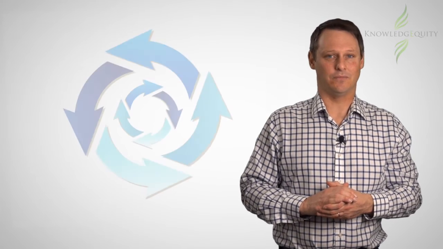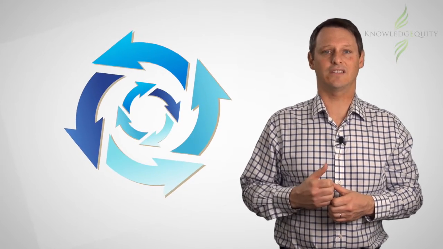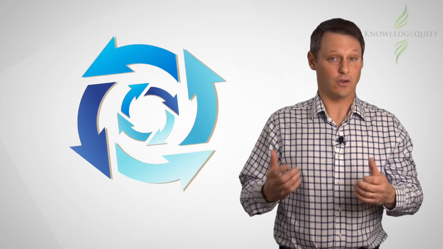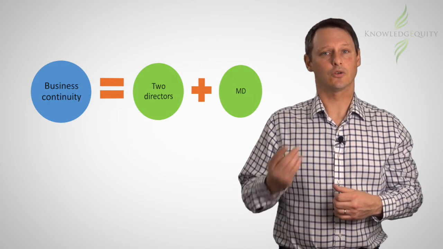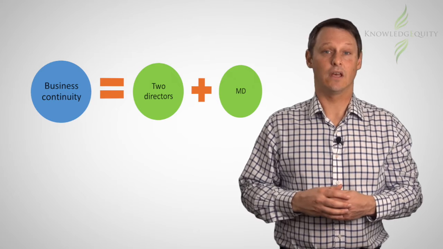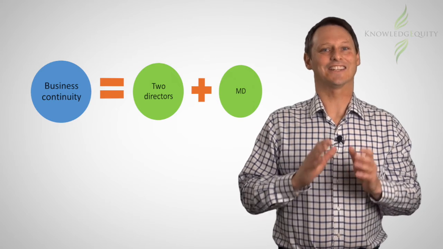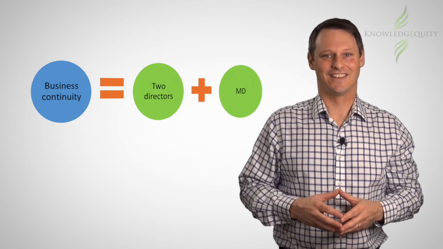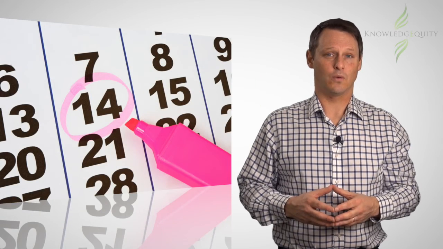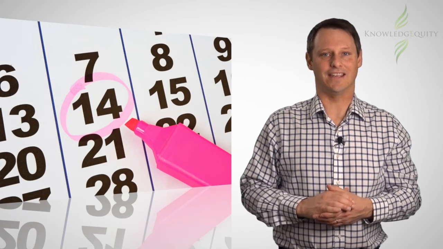There are two things that need to happen once a spill is successful. The first is that the organisation needs to continue. So, to facilitate continuity, two directors plus the managing director need to remain on the board until the new board is appointed. The shareholders must elect a new board within 3 months or 90 days.